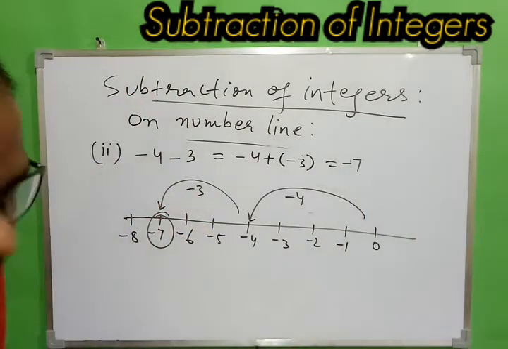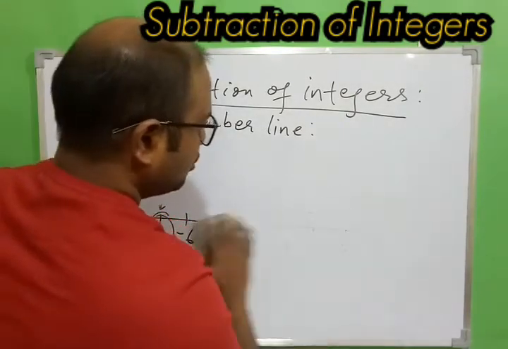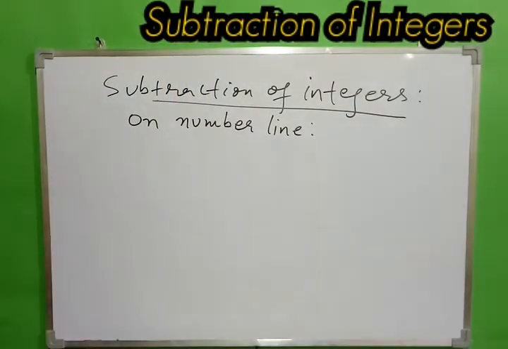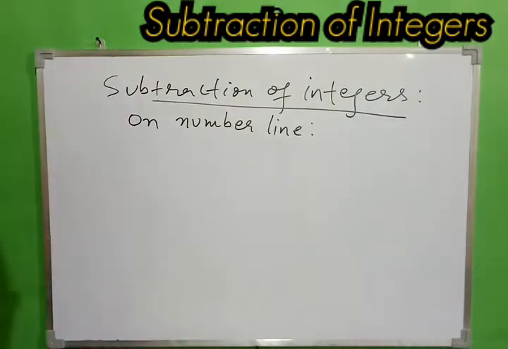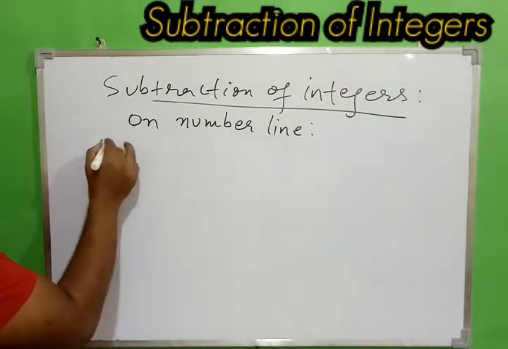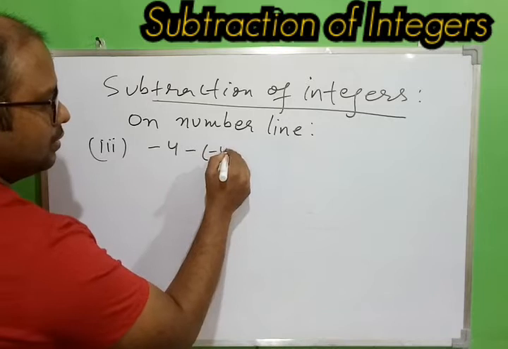Okay, let's take number 3. I hope you are able to understand how to do the subtraction on the number line. That is nothing but we are doing addition of the additive inverse of the number. Number 3, minus 4 minus minus 4.